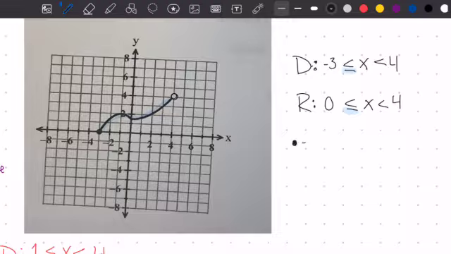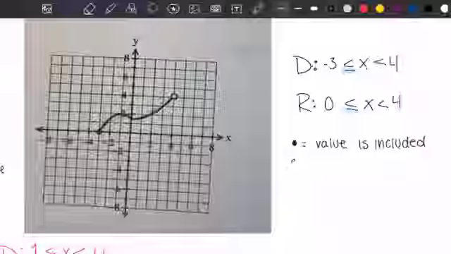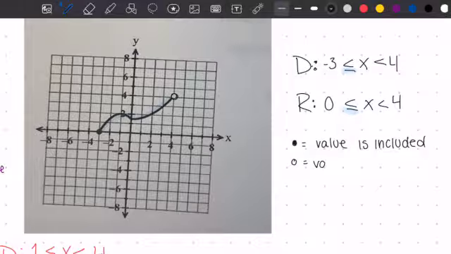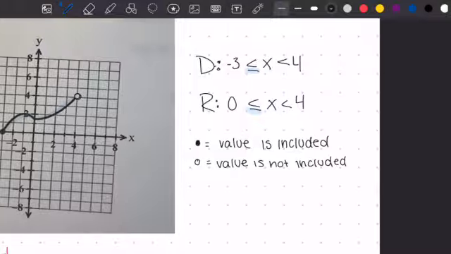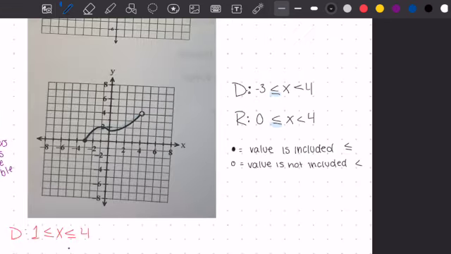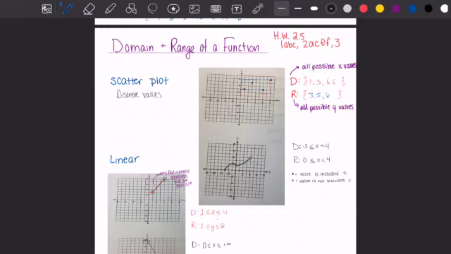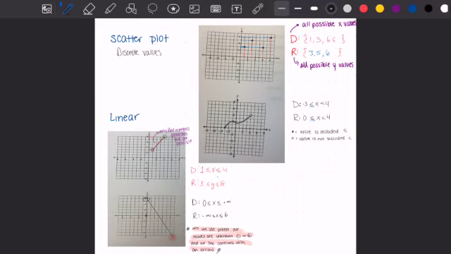So a filled-in circle means the value is included, and an empty circle means the value is not included. This is going to mean we have a less than or equal to, and this is going to just be a less than sign. If we keep doing things in this very consistent way, we will never have any issues messing things up. We just have to pay attention to those little details there. All right, that's it for today.